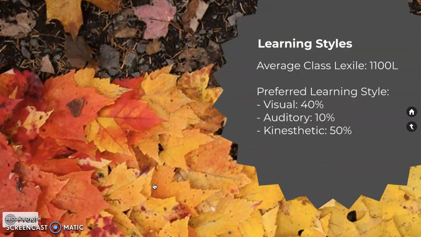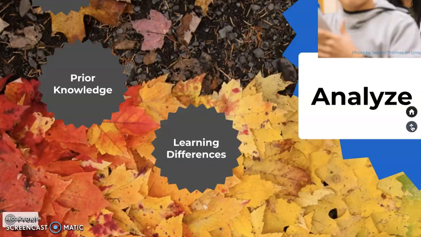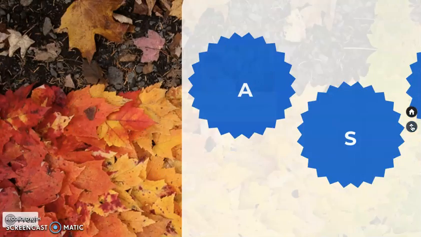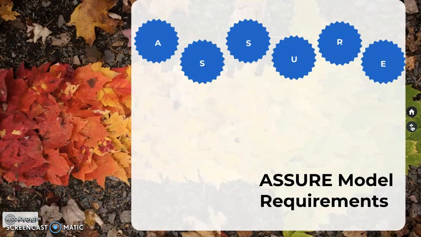Learning differences. So our average class Lexile score is 1100, and the preferred learning styles can be broken down into visual, auditory, and kinesthetic. So that's the A for the Assure model.